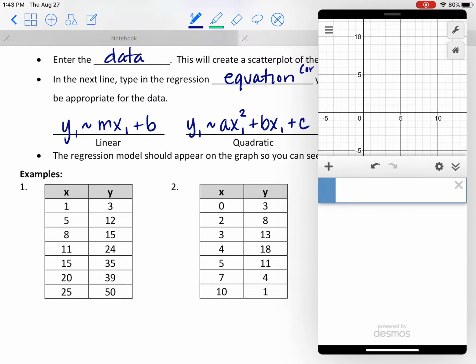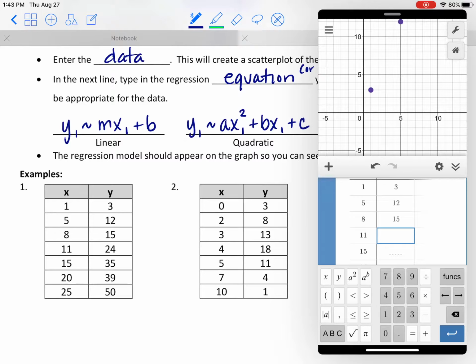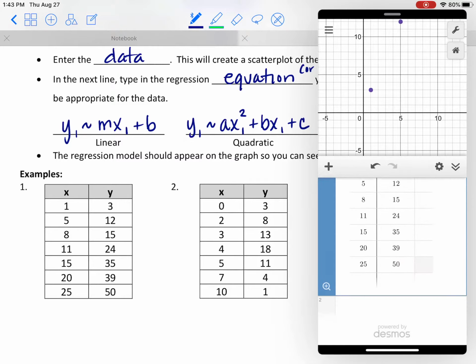Okay, so here's Desmos. You see the little plus sign, so I'm going to hit the plus sign, and then I can add a table, and I want to type in my data. So 1, 5, and maybe you can go a little faster than me, 11, 15, 20, 25, and be really careful because if you miss one number then all your calculations are going to be off from there. Okay, so 3, 12, 15, 24, 35, 39, and 50. Okay, so there's my data.